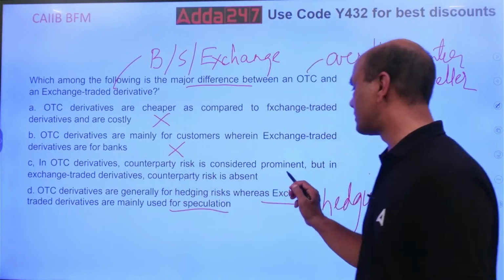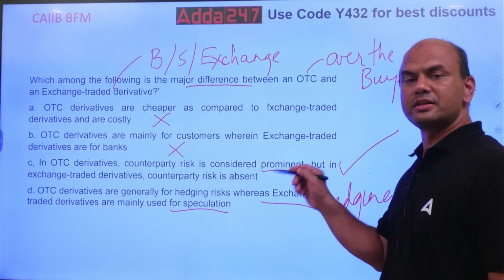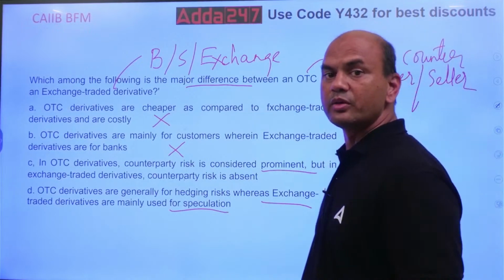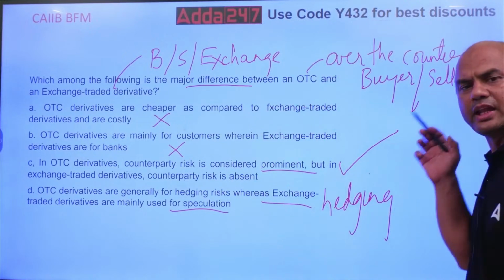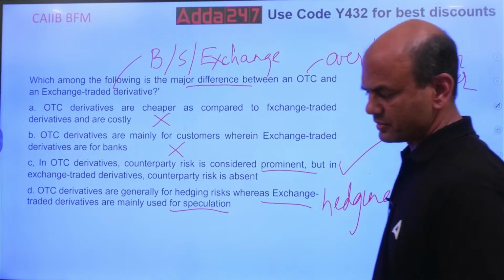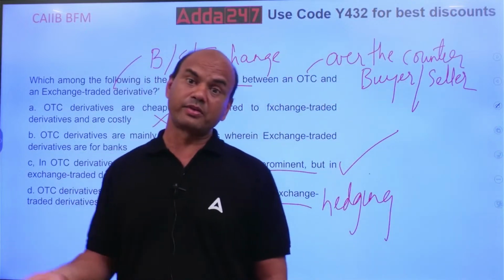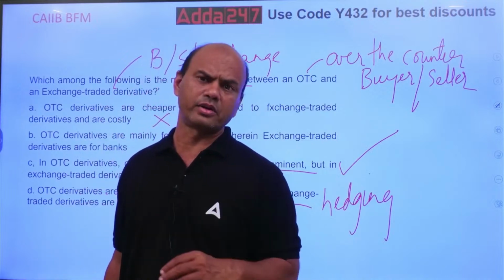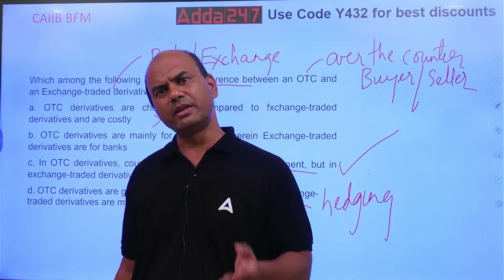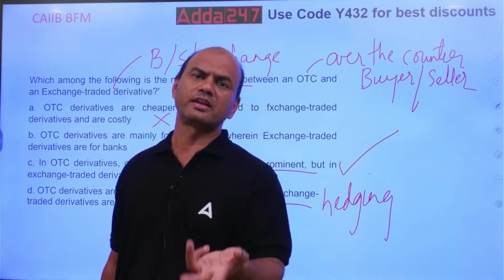Now what about this? Counterparty risk is considered prominent. This is the main answer. In an OTC product, there are two parties, right? Buyer and seller. So any one of them can default. Tomorrow if the bank defaults, or the customer defaults, anything can happen. You'll say, how can the bank default? Why not? Many banks have defaulted. The 2008 crisis, what was it?